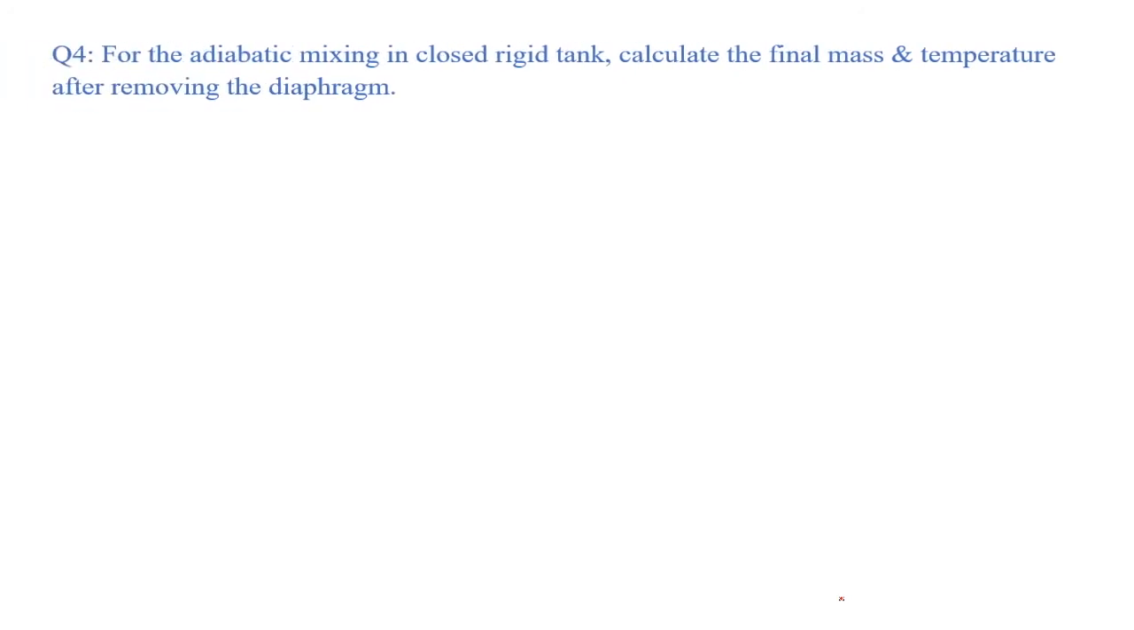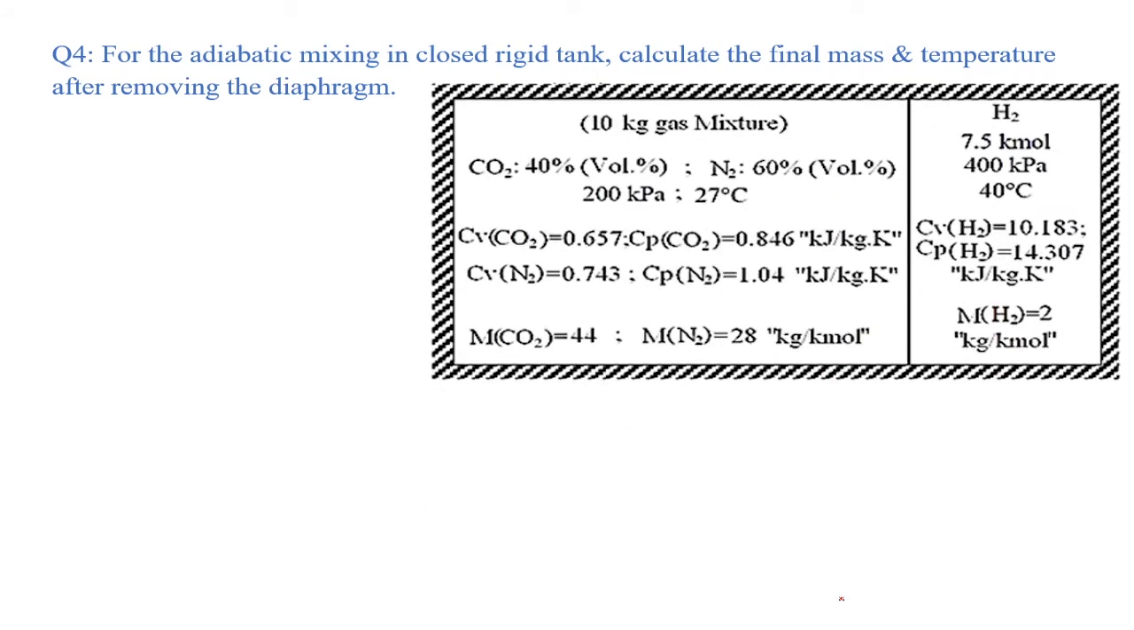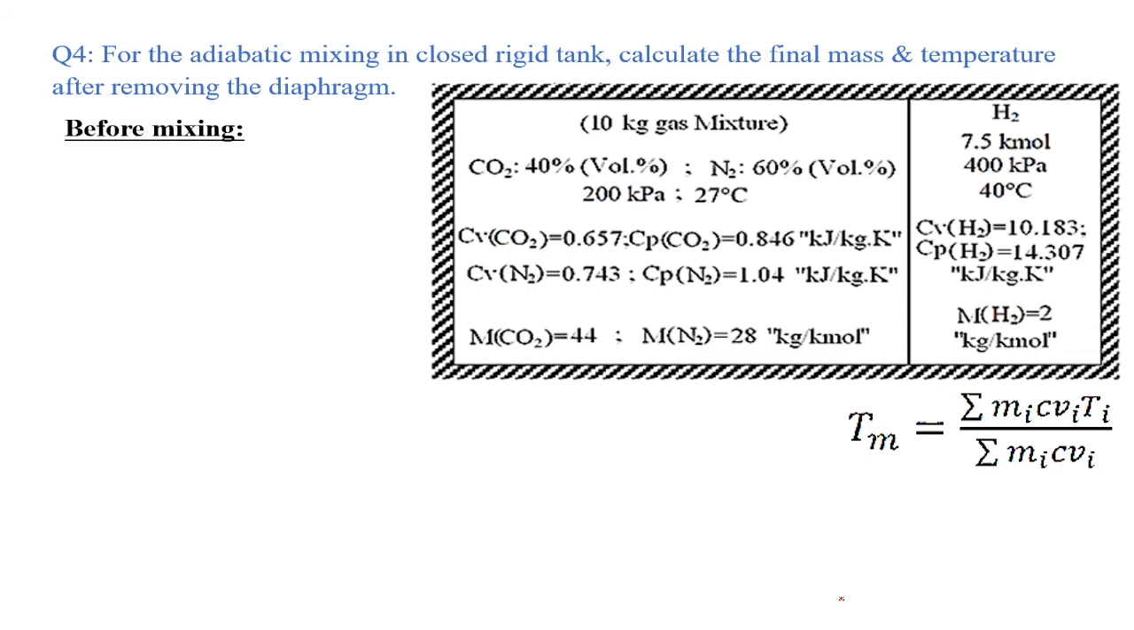Question number 4. We also have adiabatic mixing for a closed system. We have a tank that is separated by a diaphragm into two rooms, into two spaces. One space contains hydrogen, and the value is given in mole, while the other space contains a mixture of CO2 and nitrogen, and the value is given by mass. Again, we have to use the same law to calculate the temperature after we remove the diaphragm and the gases are mixed. So we can solve before removing the diaphragm, then we solve after removing the diaphragm.